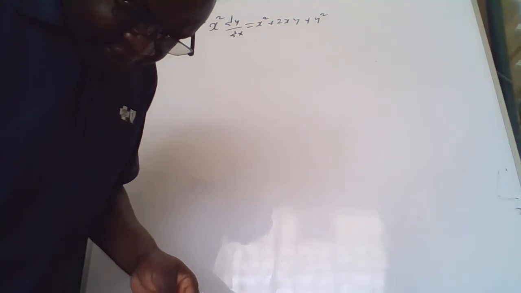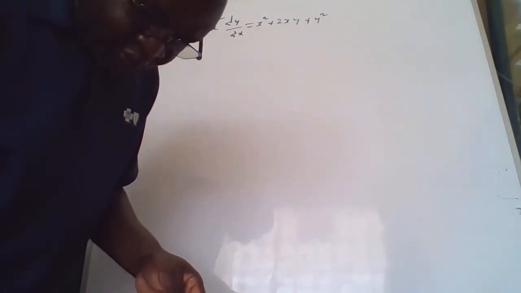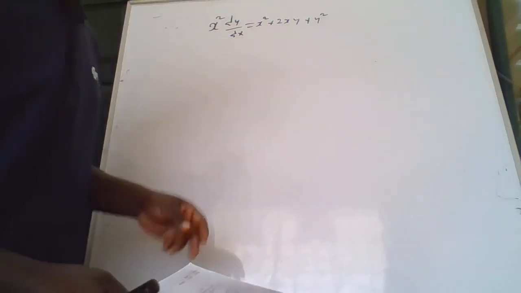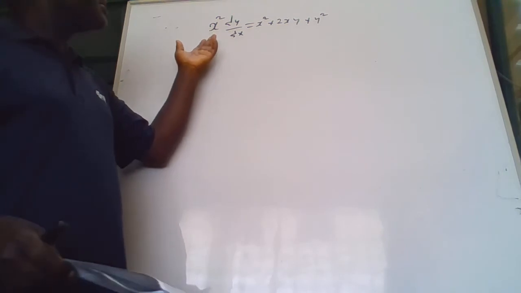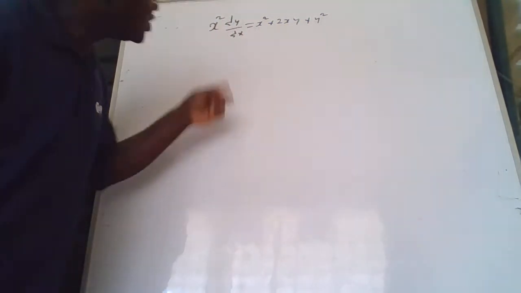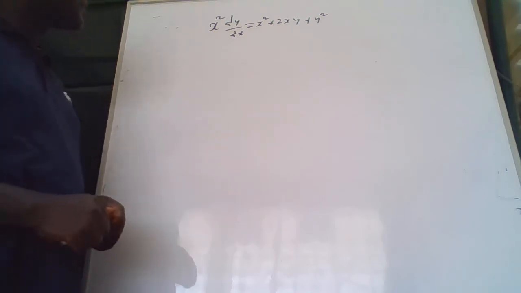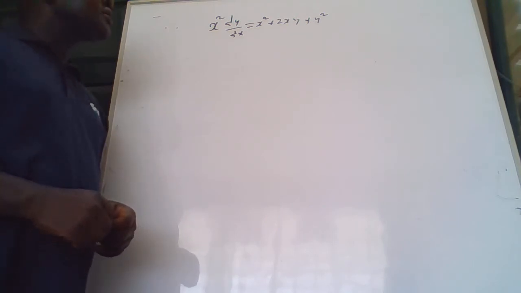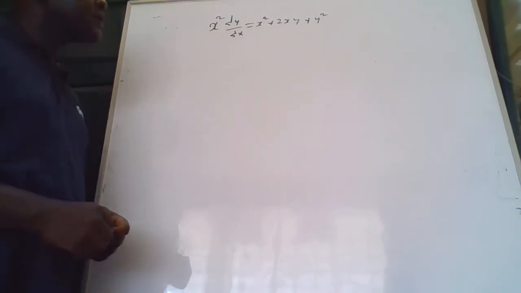Obtain the general solution of the differential equation x squared dy dx equals x squared plus 2xy plus y squared. The equation is on the board. They want us to obtain the general solution of this equation: x squared dy dx equals x squared plus 2xy and then plus y squared.